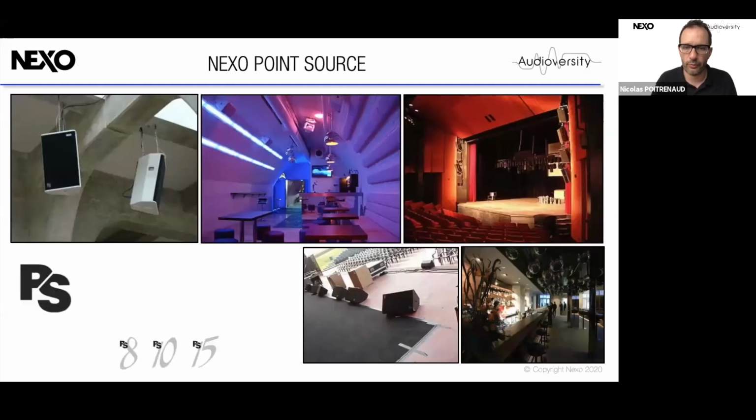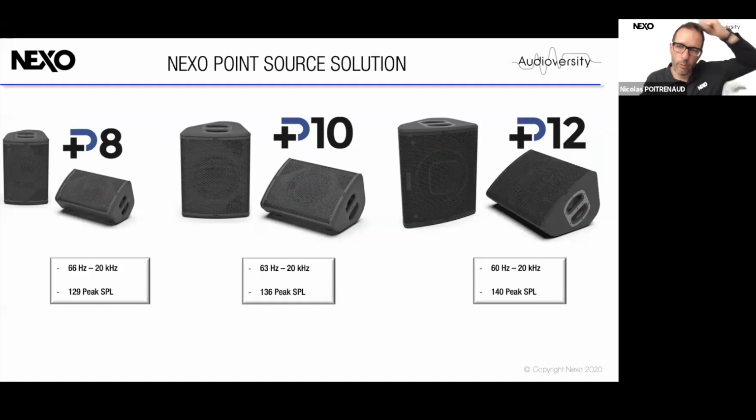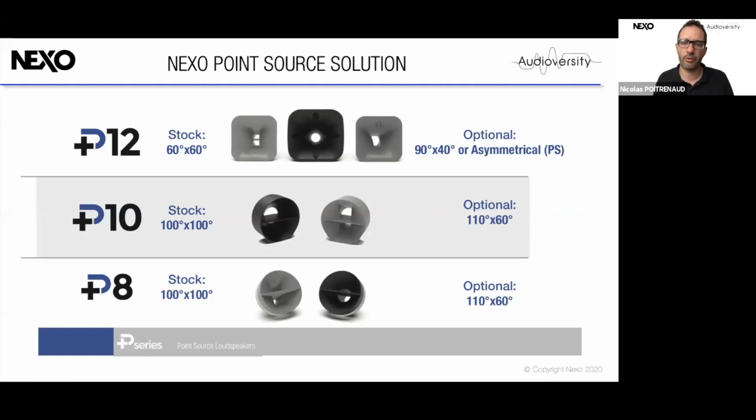And you can also use, so these are examples. Once again, PS can be used as front house or monitors. And we also have our brand new P series. So this is a point source solution. The P series is coaxial speakers. We start from P8 up to P12. So P8, P10, P12. You can see and visualize the different peak SPL available. They are louder than the PS series. They are coaxial. And the other benefit is that they come with different options for the horns.